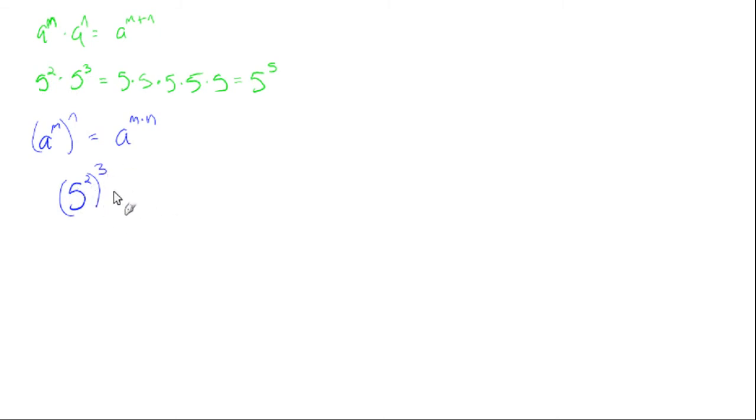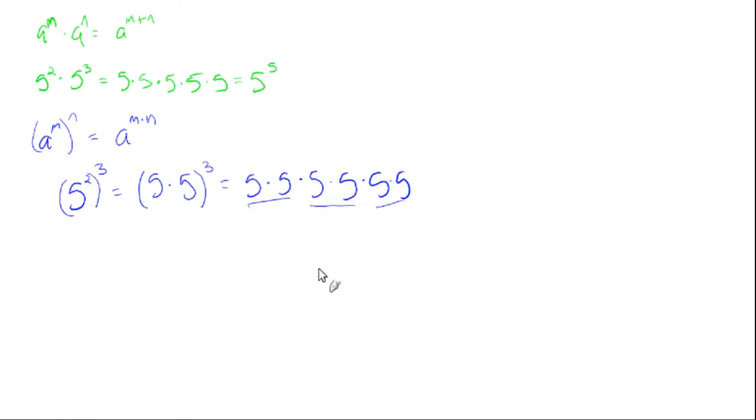What does it mean? Okay, it means this. First, let's look inside the parentheses. 5 squared means 5 times 5. Okay, you raise that to the third power. What is raised to the third power? It means whatever you're raising to the third power, multiply it by itself 3 times. So 5 times 5, okay, that's once, times 5 times 5, that's twice, times 5 times 5, that is 3 times. You've got 5 times 5 multiplied by itself 3 times. You have 3 groups. Each of the groups has 2 5s.